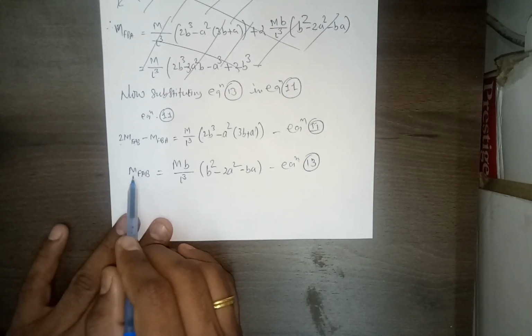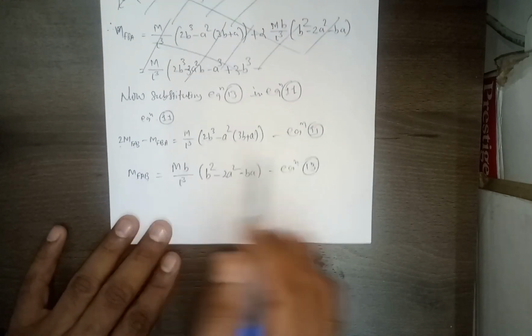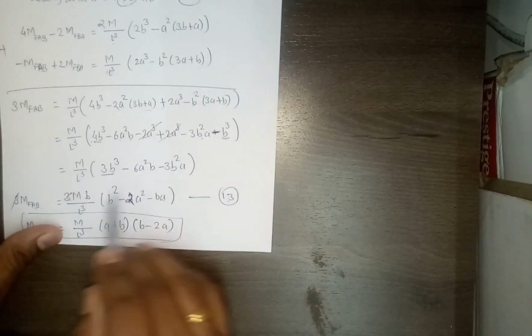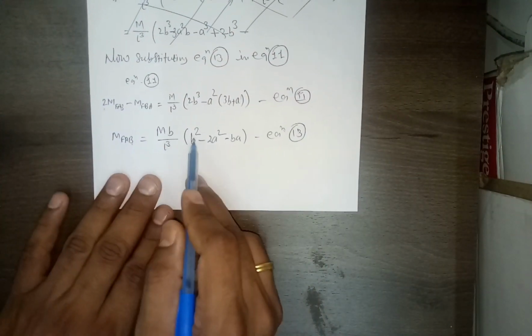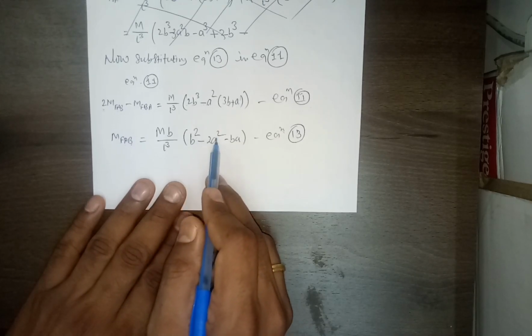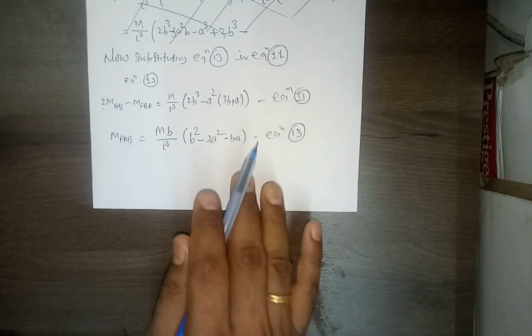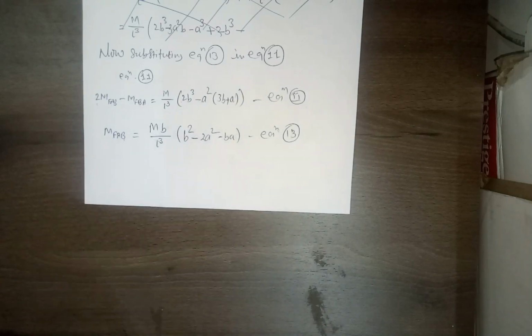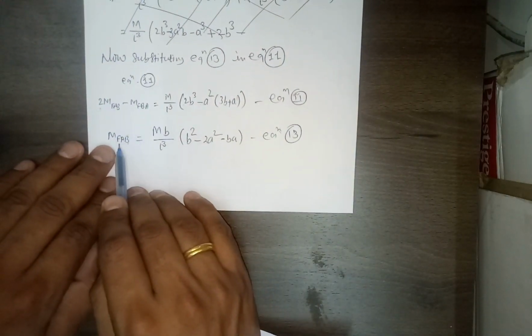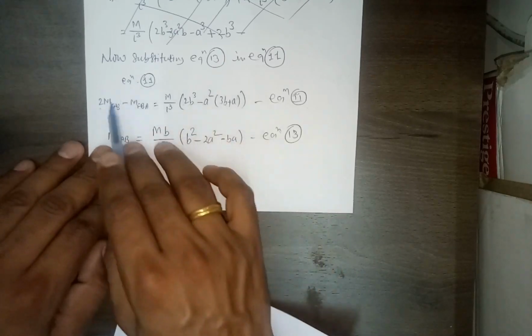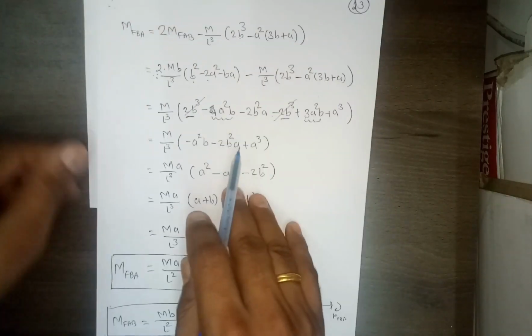And then MFAB, that equation number 13, this equation I am rewriting. So mb by L cube in bracket b square minus 2a square minus ab, right? So we'll substitute this equation of MFAB here in this equation. So this is what we'll get.